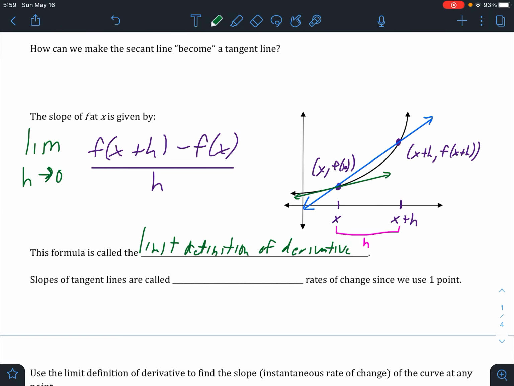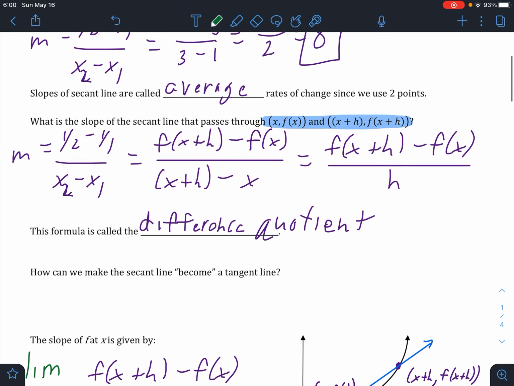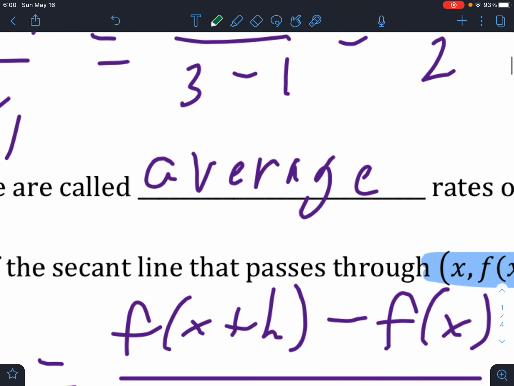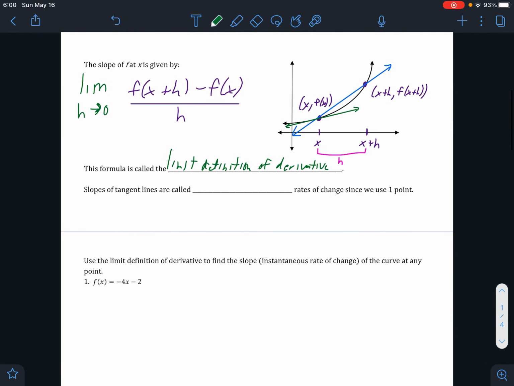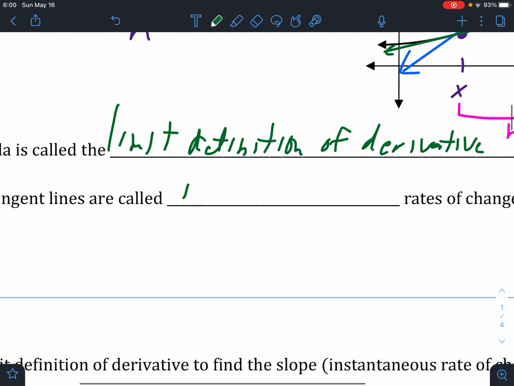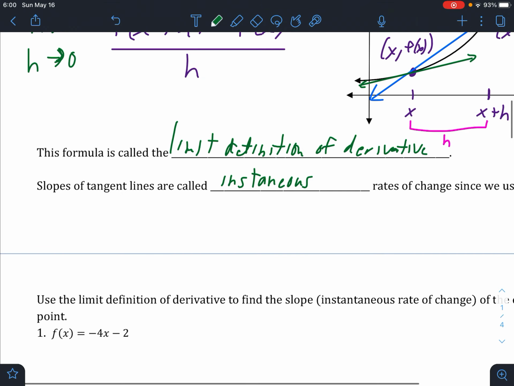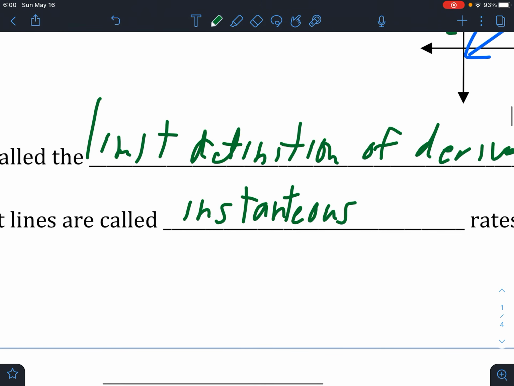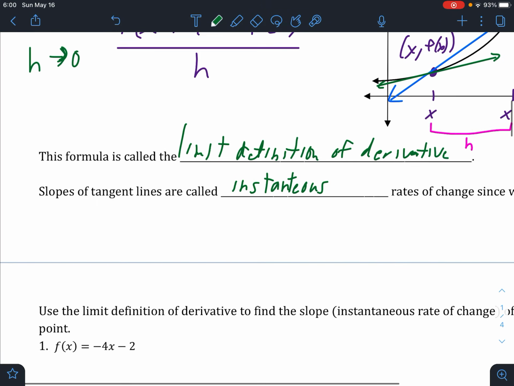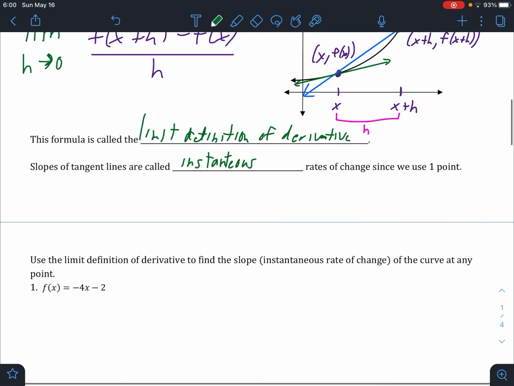Slopes of tangent lines, so up here we have slopes of secant lines are called average rate of change. Slopes of tangent lines are called instantaneous rates of change, because it's at an instant. It's at one point. Instead of the average of 2 points, it's at one specific instant.